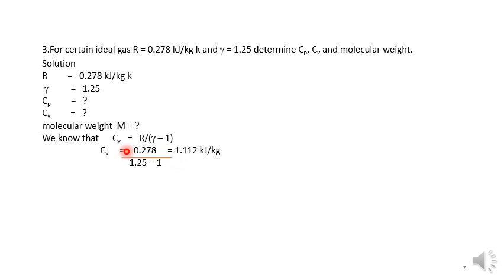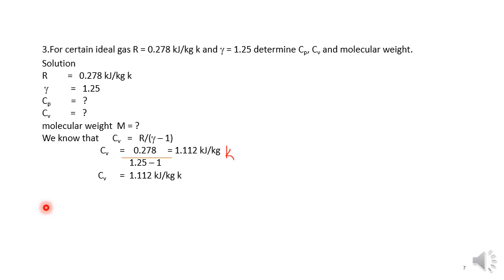Here the units also, if you don't know the units, simply substitute in the formula. So here the gamma is a constant value, so whatever the units for the R, those are the units of the Cv only. So 1.112 kilojoule per kg Kelvin. I missed that Kelvin here. So Cv is equal to 1.112 kilojoule per kg Kelvin.